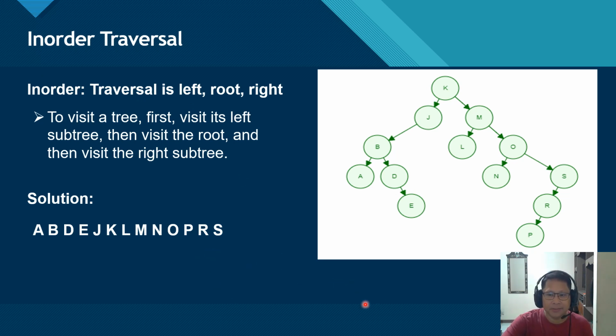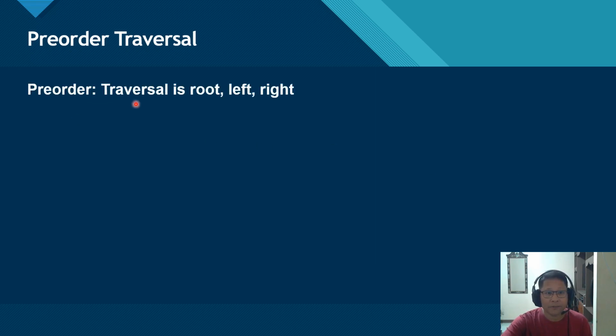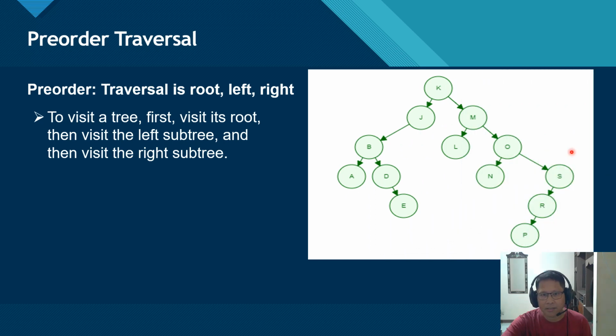Okay, so next is the pre-order traversal. When we say pre-order, the traversal is from root, then going to left, and then lastly going to right. Meaning, to visit a tree, first visit its root, then visit the left subtree, and lastly visit the right subtree. Again, let's take a look at the same example.